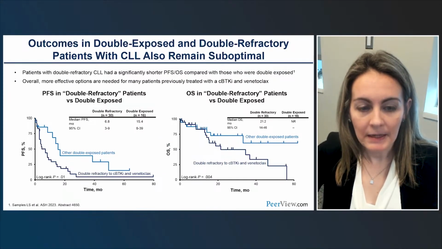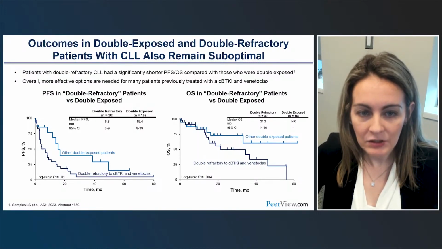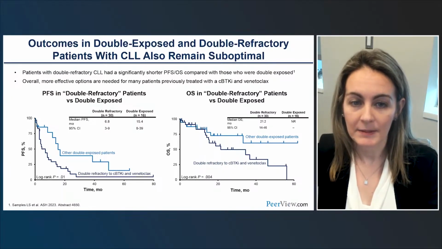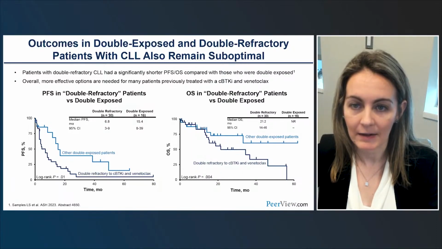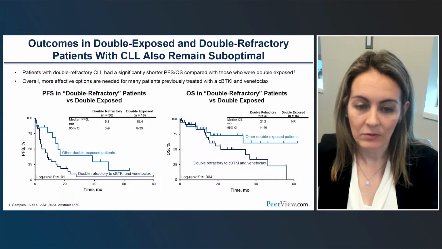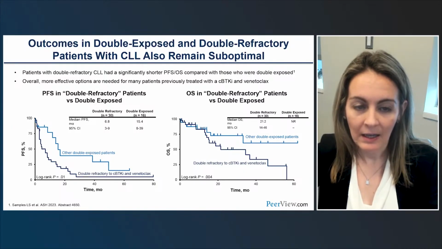And this is more recent data presented at the ASH meeting in 2023, looking at double exposed and double refractory CLL patients. So the double exposed patients, just to highlight, are patients who received a BTK inhibitor, specifically a covalent BTK inhibitor, and venetoclax, but not necessarily being refractory or progressing on that agent. And then patients who are double refractory had refractory disease to both agents. And this shows overall poor outcomes for these patients.